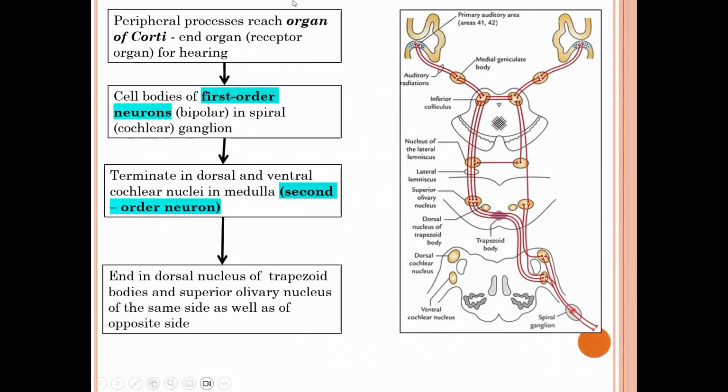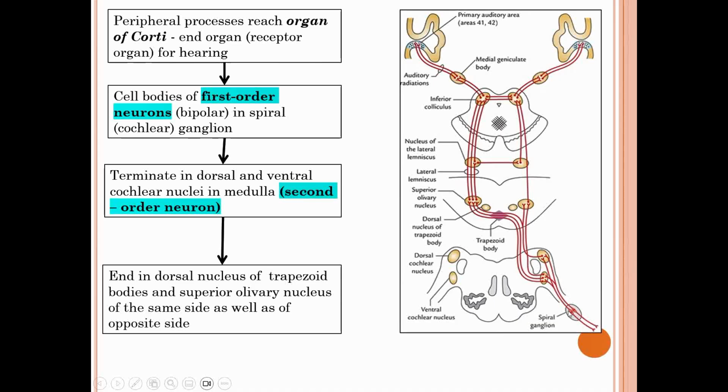Now the auditory pathway. The peripheral processes reach the organ of Corti, that is the end organ receptor for hearing. Here you can see the spiral ganglion of the cochlear nerve, and the cell bodies of the first order neurons are present in the spiral ganglion, or the cochlear ganglion. They terminate in the ventral and dorsal cochlear nuclei in the medulla, and from here the second order neurons are formed. They enter the nucleus of the trapezoid body and the superior olivary nucleus on the same side as well as the opposite side.